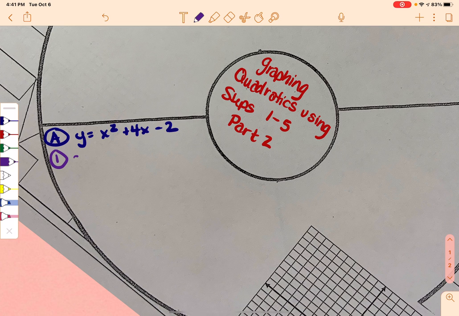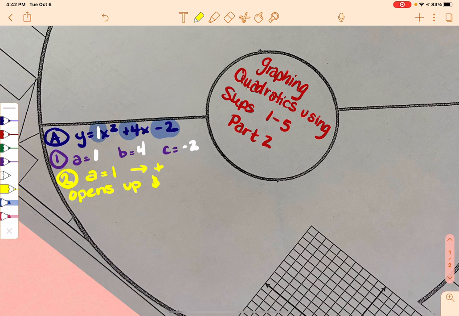So for step 1, we have to identify A, B, and C. Now, I do notice there's no number out there in front of the x squared, so I assume that it's 1. So that is my A value. B is positive 4, and C is negative 2. Be careful that if it's minus 2 that you actually get negative 2 there. That's going to be important. Okay, for step 2, we have to determine how it opens, and that's based on A. So if A is 1, that's a positive number. So that means it opens up, and it has a minimum.